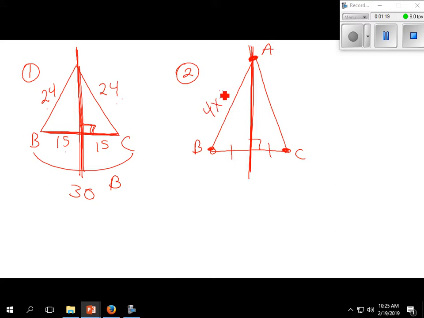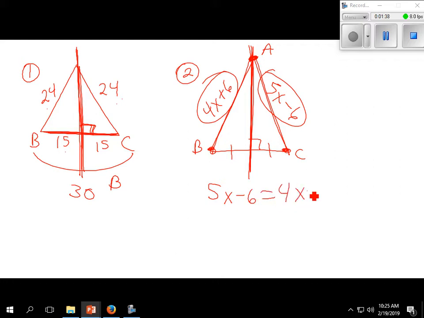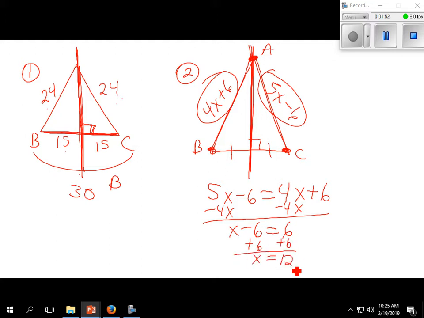They told us this distance was 4x plus 6. This distance was 5x minus 6. So those two distances have to be the same. So we can set those two expressions equal to each other. So 5x minus 6 has to equal 4x plus 6. Subtract 4x on both sides. You end up with x minus 6 equals 6. Add 6 to both sides. You end up with x equals 12.